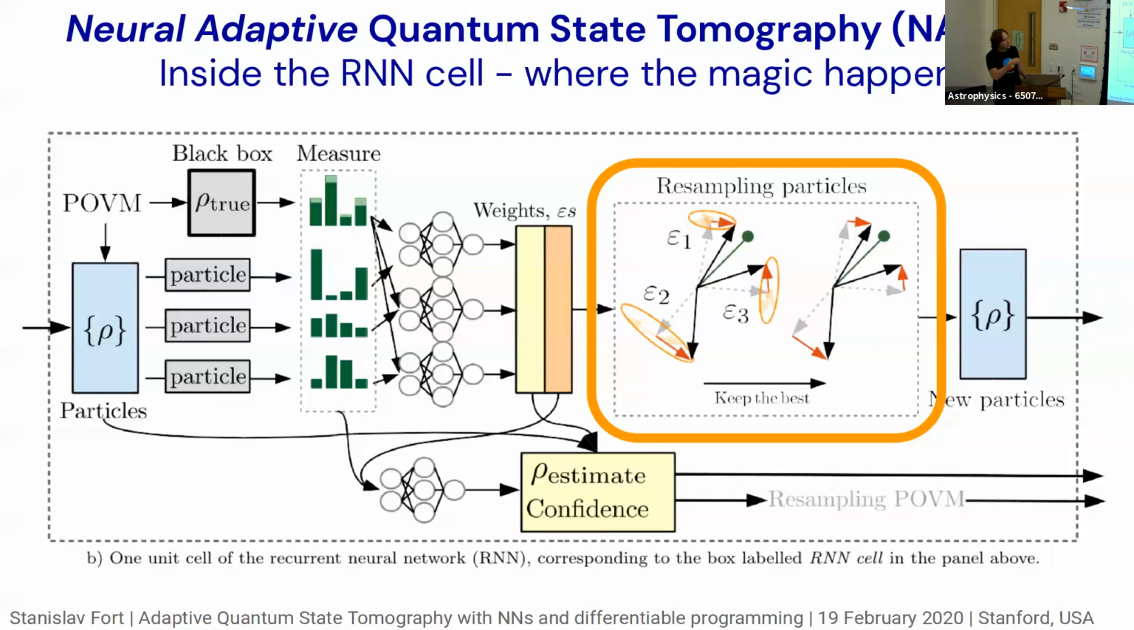And okay, so you do this, you keep the best guesses, and you refine the bank of particles. That gives you the new better bank in the future, but also a better estimate of the actual state from the current step.